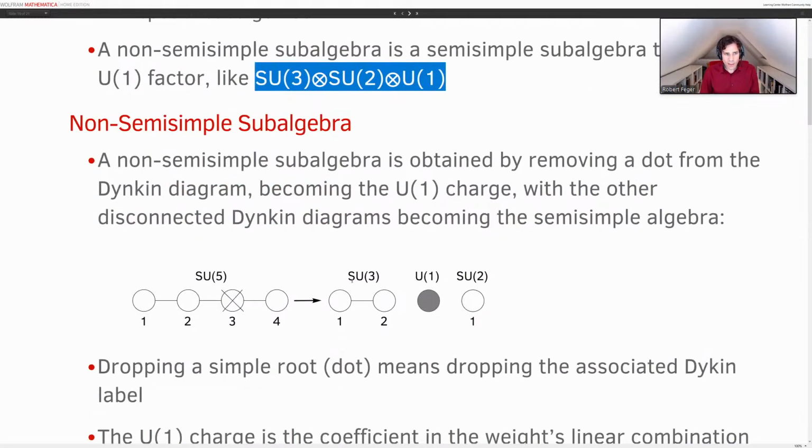For non-semisimple algebras, you get the subalgebra by removing a dot from the Dynkin diagram, which becomes the U1 charge. I have a picture of that here. You have the SU5 on the left side with its Dynkin diagram, and we just drop the third dot, which stands for the third simple root. Then we have disconnected Dynkin diagrams. The first one stands for the SU3. The last single dot is the generator for the simple root of SU2. And the third dot becomes the U1 charge.